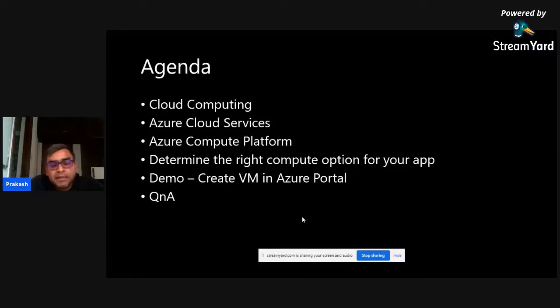And then at the end we'll have a demo on one of the compute services, called VM, and how you can create it. Let's get started, and of course there will be some opportunity for question and answer in the end.